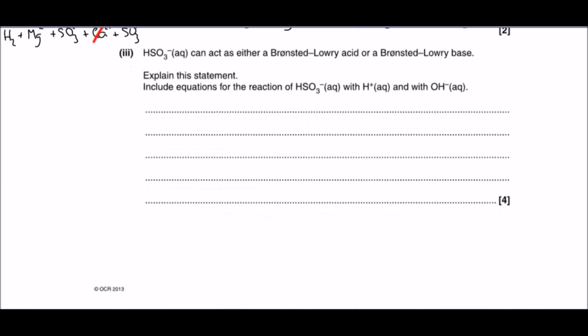Bottom bit, again this is quite a nice question. So we've got HSO3- acting as either a Bronsted acid or a Bronsted base. An acid is a proton donor. Okay, so we should get a mark for saying that because it's out of 4 marks. So let's show HSO3- donating a proton, so it's going to become H+ and SO3 2-.